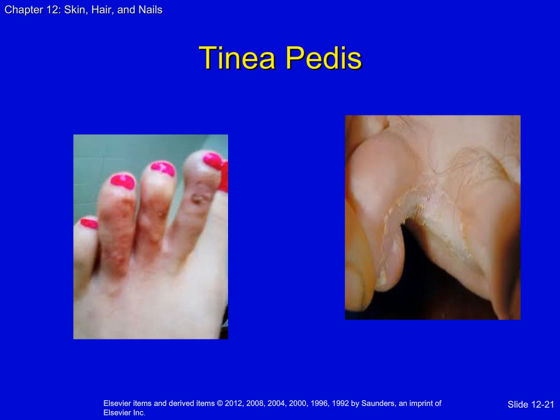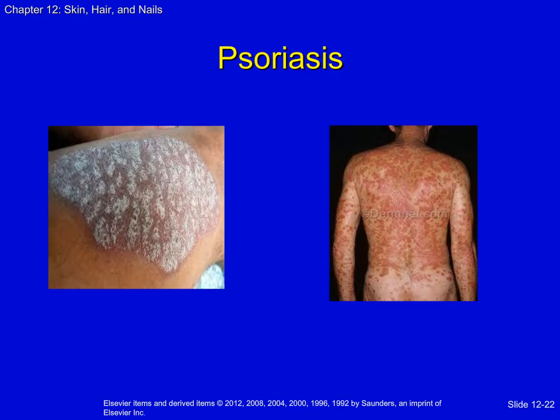Tinea pedis, or athlete's foot, commonly is used to describe pruritic, scaly soles and often painful fissures between the toes. Patients have vesicular or ulcerative lesions. Patients, especially elderly persons, may simply attribute their scaling feet to dry skin. However, as you know, this is a fungal infection.